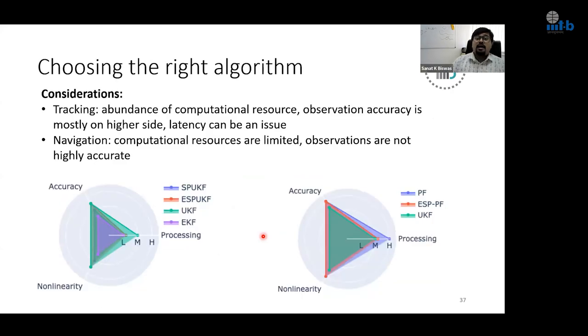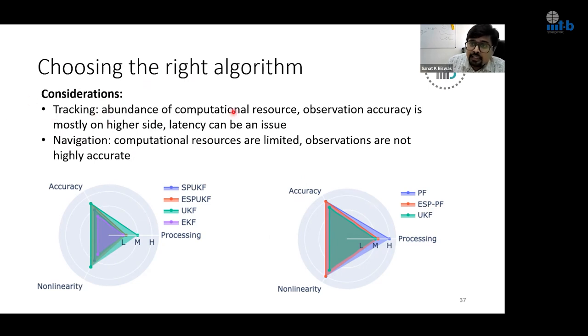So now the question is how to choose. I have talked about various types of estimators: extended Kalman filter, unscented Kalman filter, two variants of the unscented Kalman filter, particle filter, and a variant of the particle filter as well. Right? How to choose for a navigation and tracking problem? So there are some considerations we have to take while we choose.